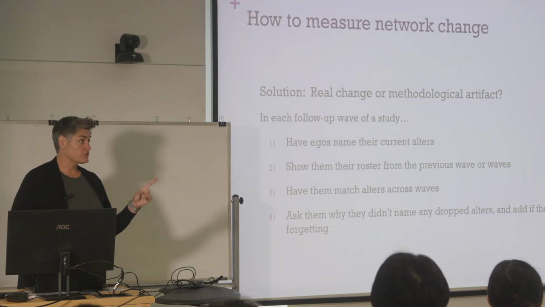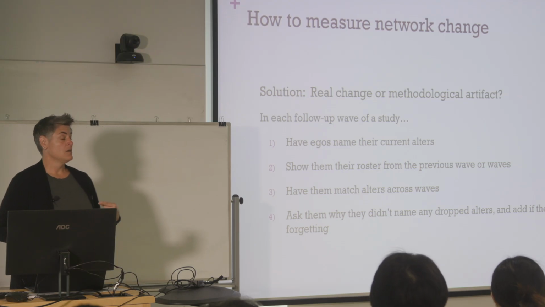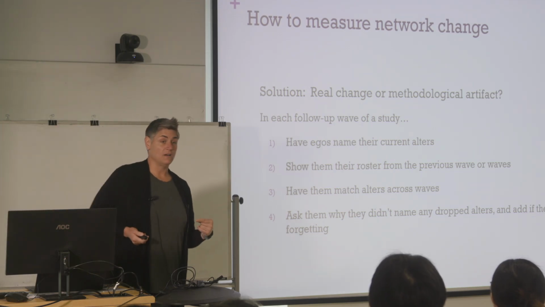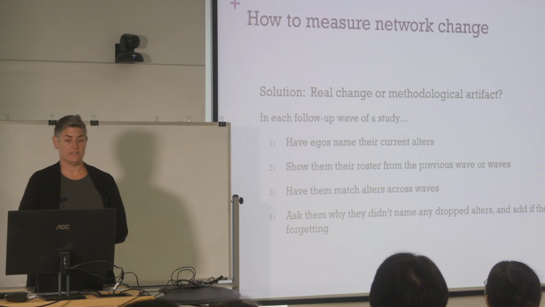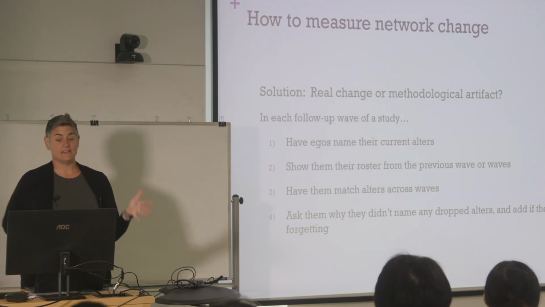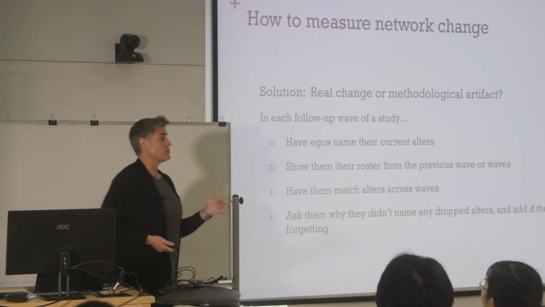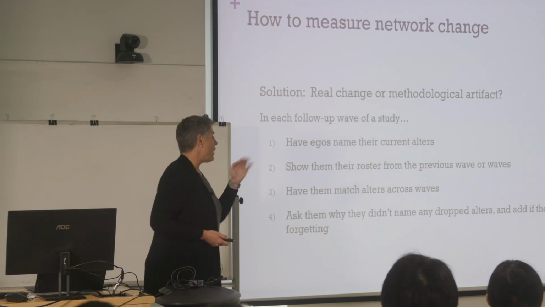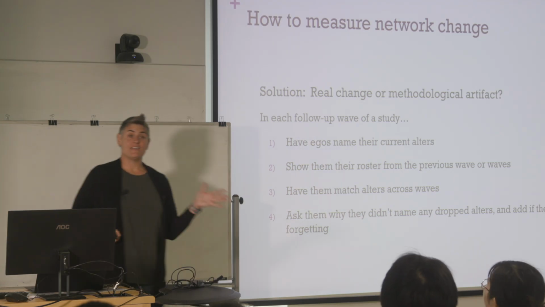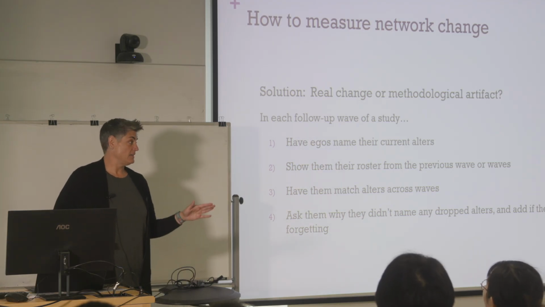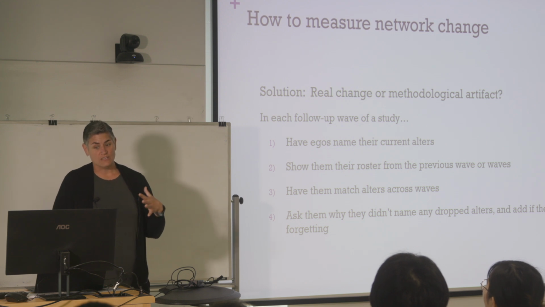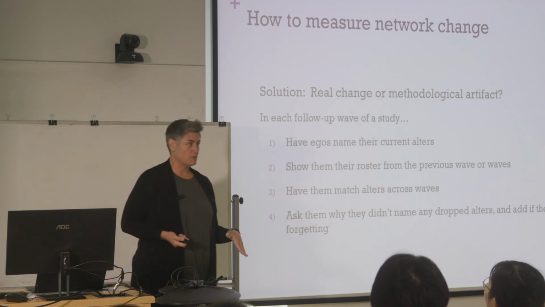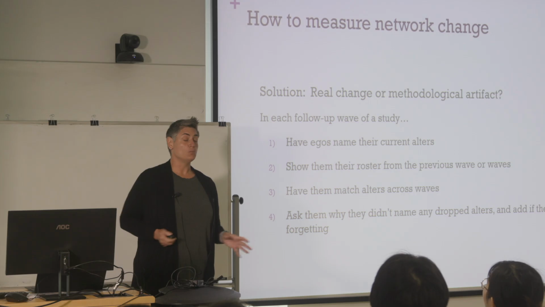And then you have them, first of all, match alters across waves. So this gets rid of this problem of providing a nickname, right, or misspellings. And then ask them why they didn't name any alters that were dropped, right? So why didn't you name this person? And then if they say they forgot them, you add them back in, right? And then you proceed with your name interpreters. And then actually, you can use that, why didn't you name this person? It provides super interesting data.